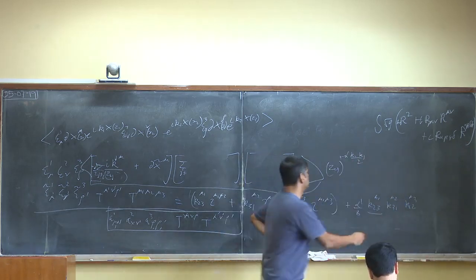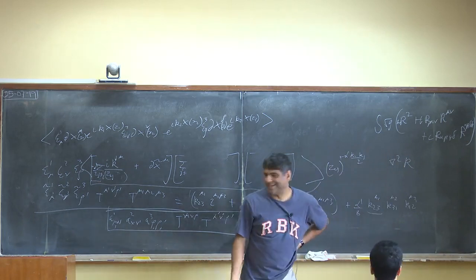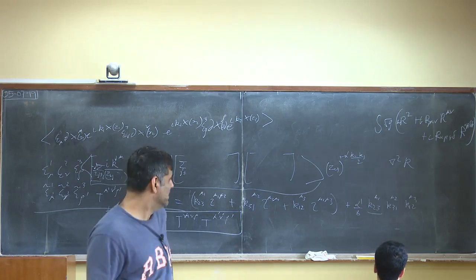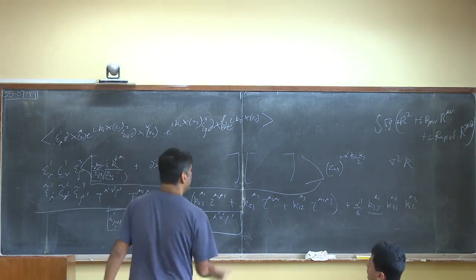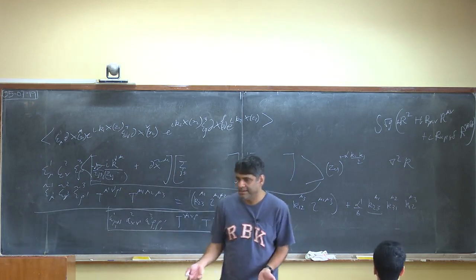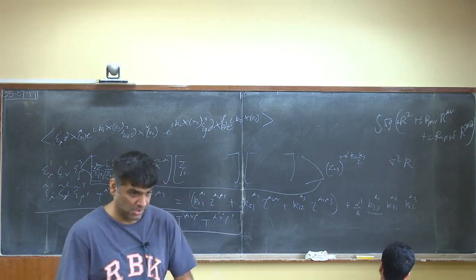You could also have written down something like del square of R. But that's a total derivative, so we ignore such stuff. Is this clear? If you think about it for a minute, you'll see there's nothing else you could write down which is coordinate invariant. Four derivative means bilinear Riemanns, local.